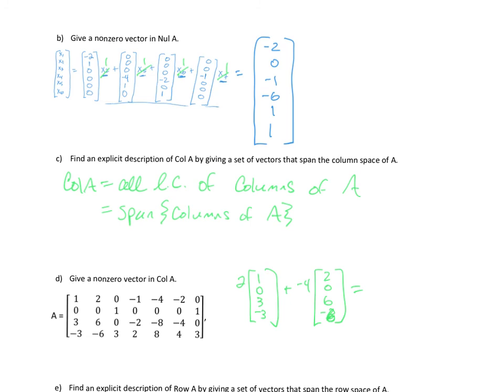So this comes out to 2 plus -8 is -6. 0. 6 plus -24 is -18. And -6 plus 24 is 18.